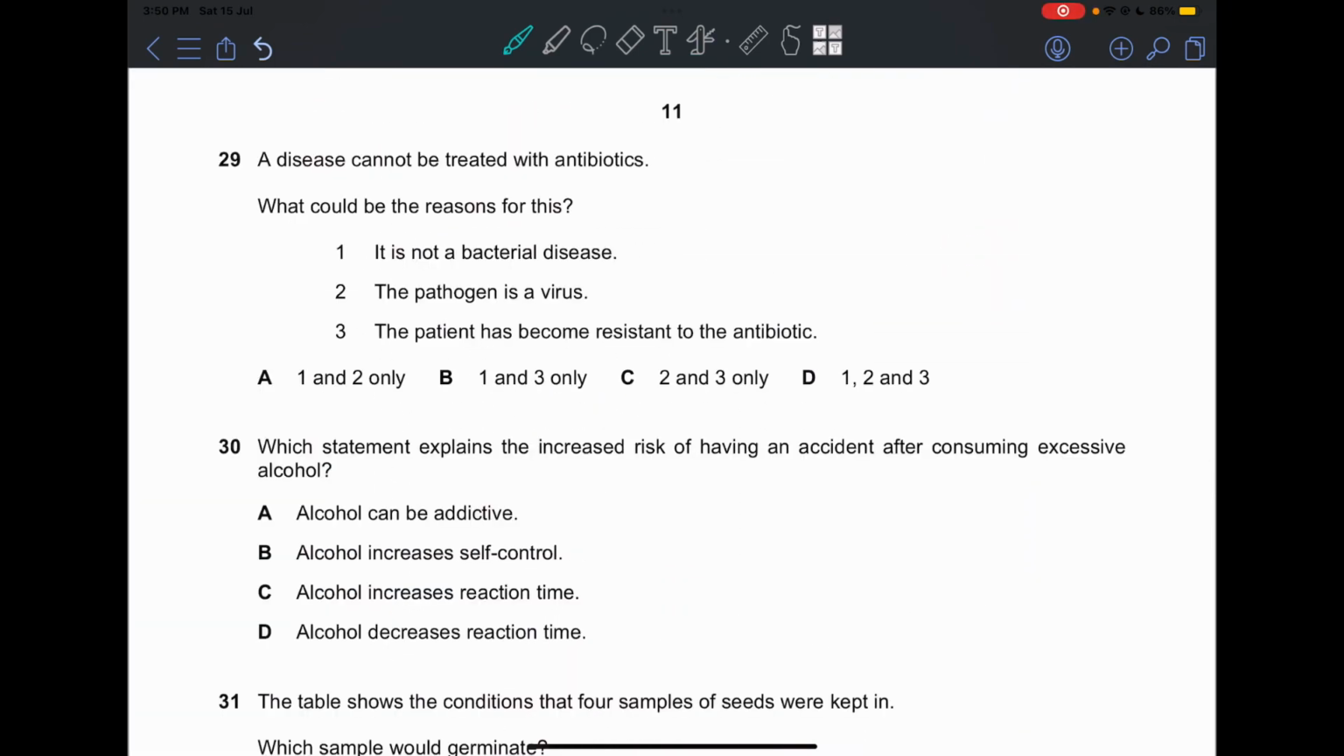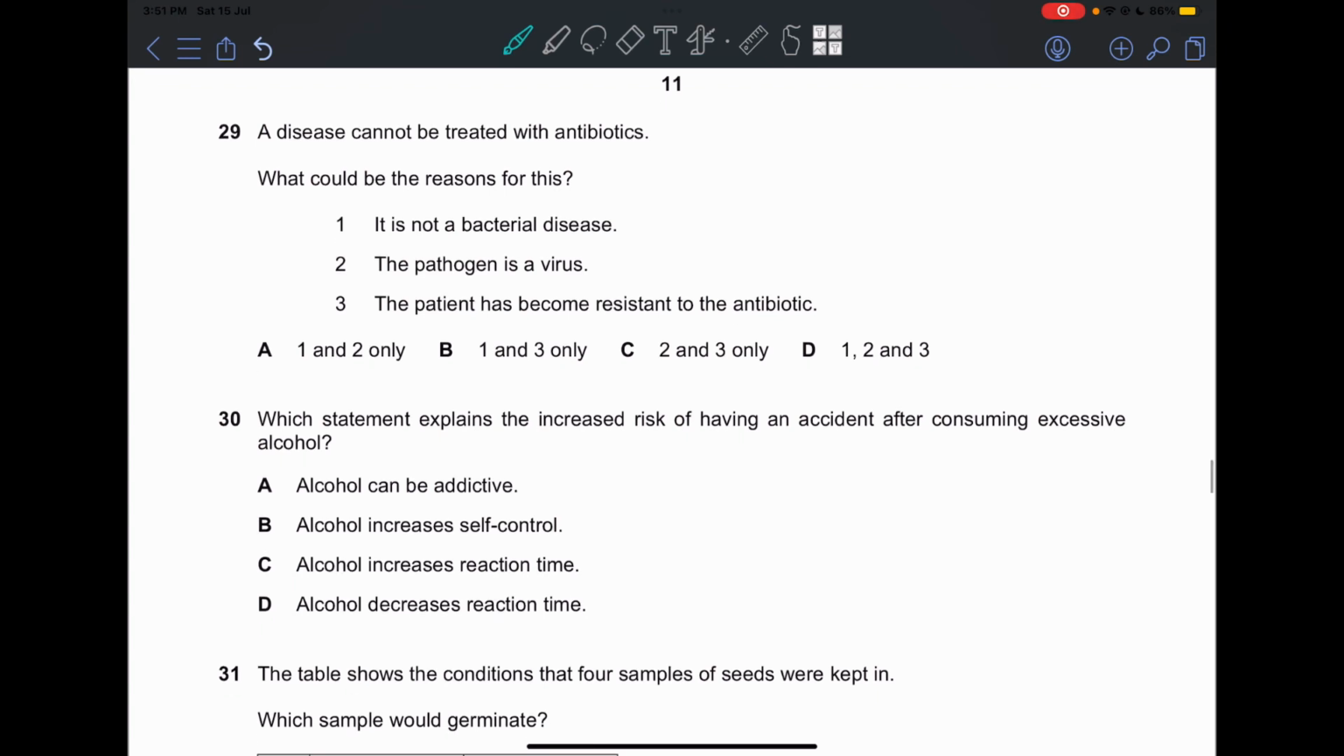29. A disease cannot be treated with antibiotics. What could be the reason for this? Number 1 says it is not a bacterial disease. Yes, this is a reason that can prevent antibiotics from working because antibiotics only treat bacterial diseases. So if it's not a bacterial disease, of course it will not treat it. 2 says the pathogen is a virus. Of course, viruses are not treated by antibiotics, they are treated by other medicines. So if it's a virus, it will not be treated by antibiotics.